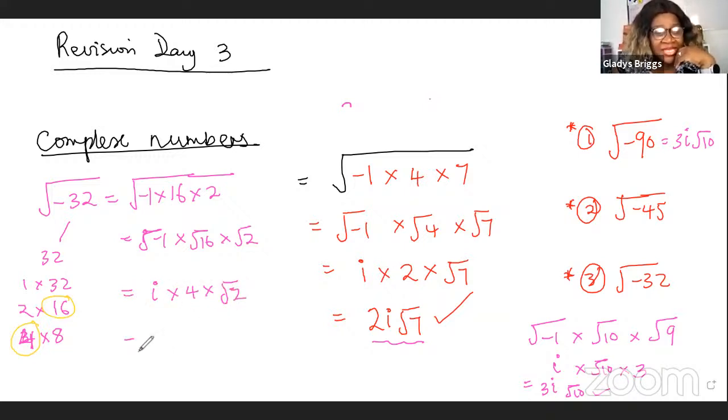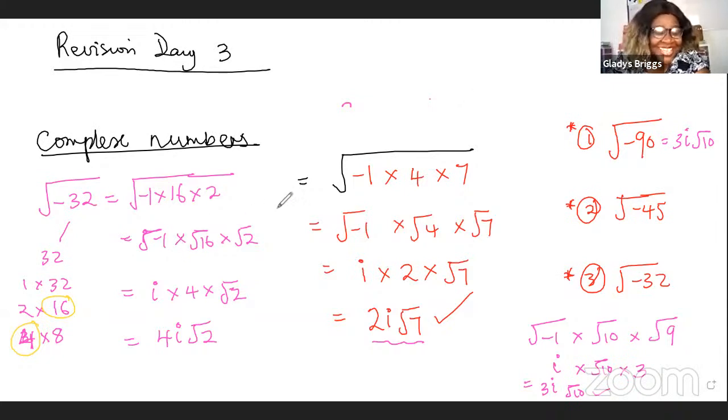Yeah. So that's going to be, let's write it up now, tidy. Yeah, 4i root 2. Okay. And that's how we do it. That's what we do.